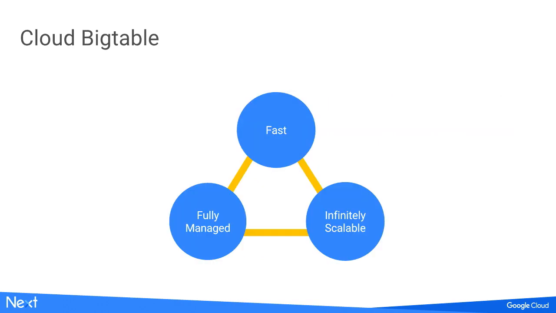So why would you use it? You need something that's consistently fast, fully managed and infinitely scalable. So consistently fast, what does that mean? Essentially single-digit millisecond retrievals, essentially consistent no matter how big the data size is. Your P99 is always around six milliseconds, pretty much always under 10 milliseconds, and petabyte scale.